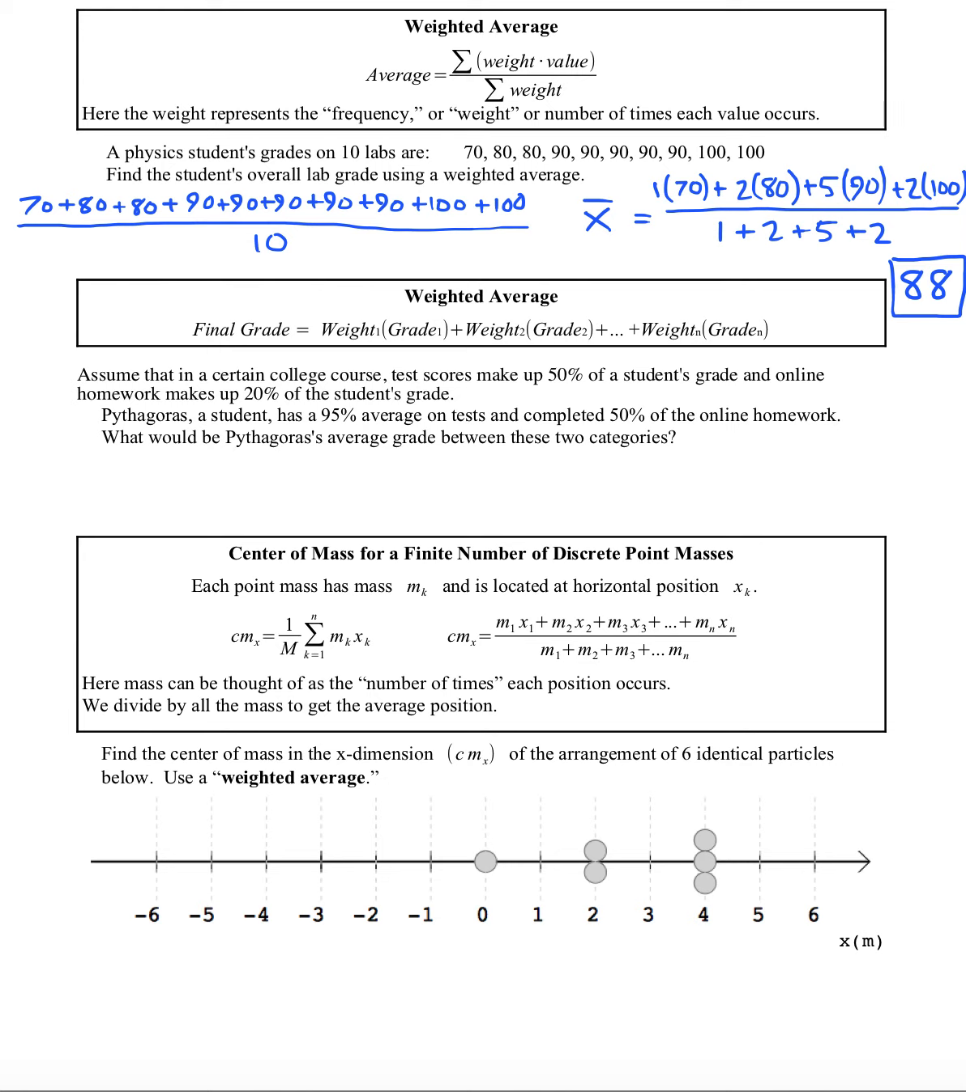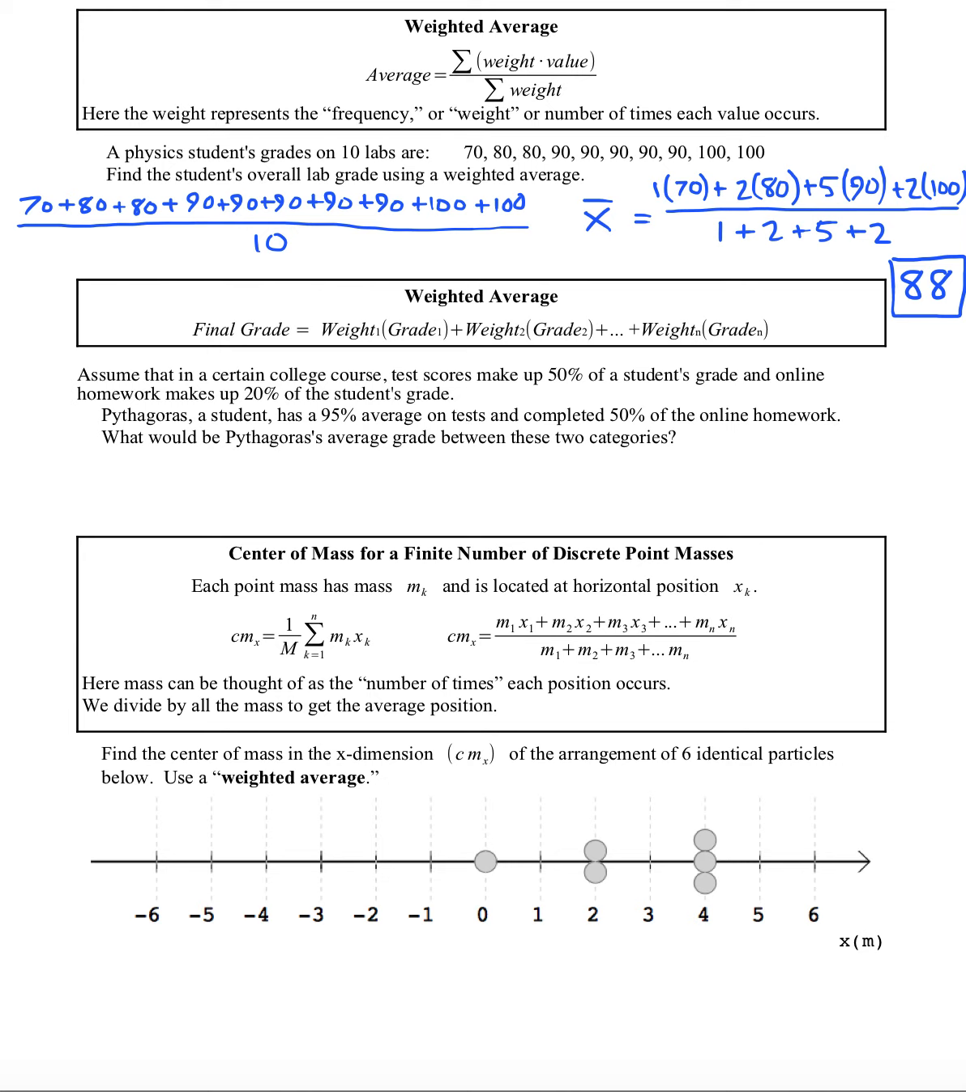Now we can also use this same approach when dealing with percentages. Question says, assume that in a certain college course, test scores make up 50% of a student's grade, and online homework makes up 20% of the grade. Let's say a particular student has a 95 average on tests and a 50 average on the homework. What would be the grade so far between these two categories?